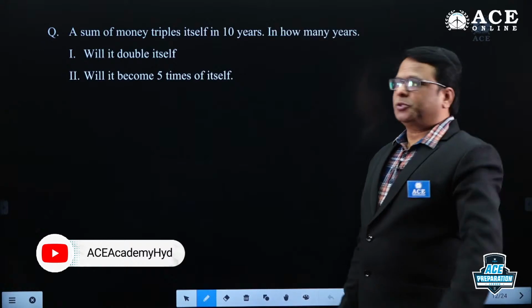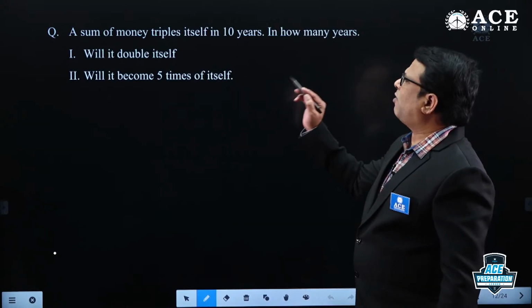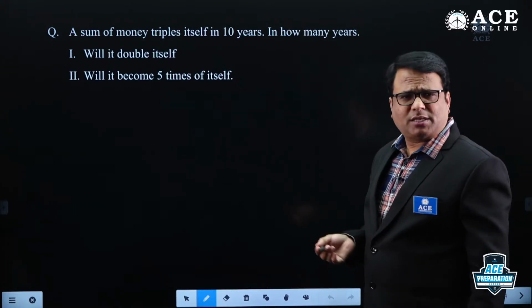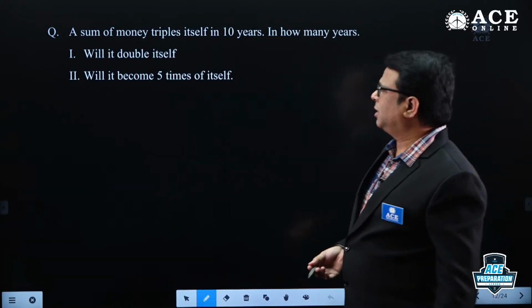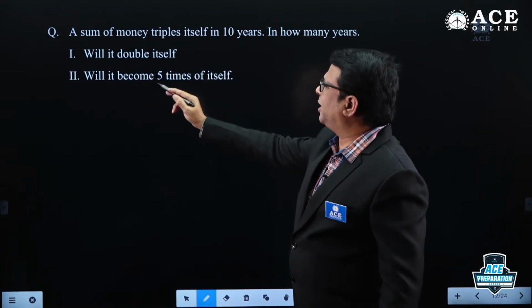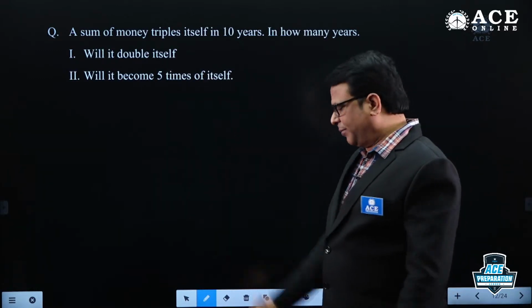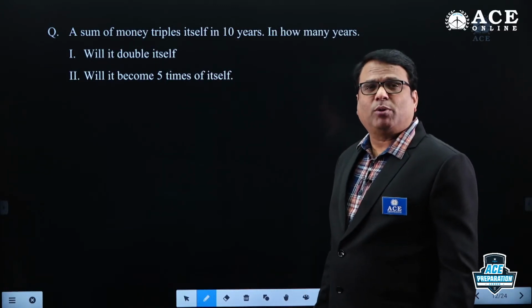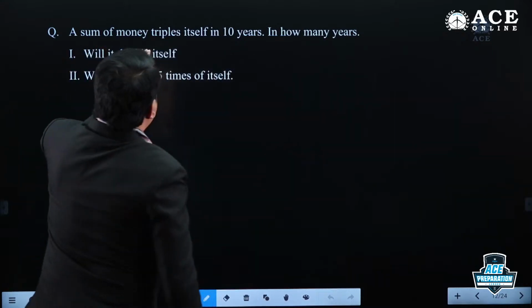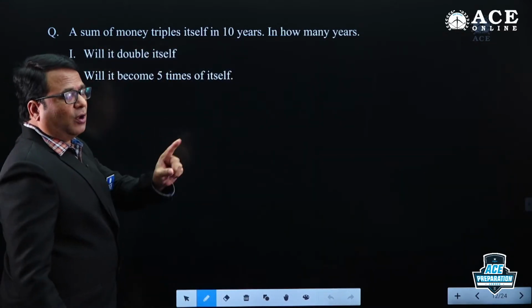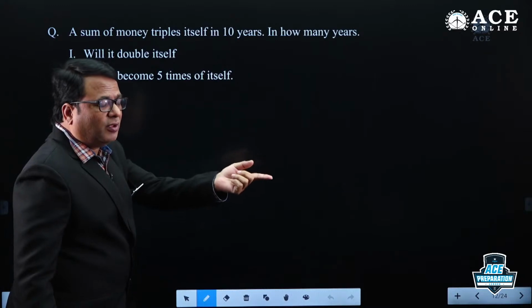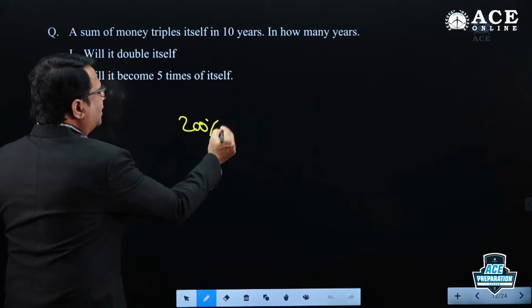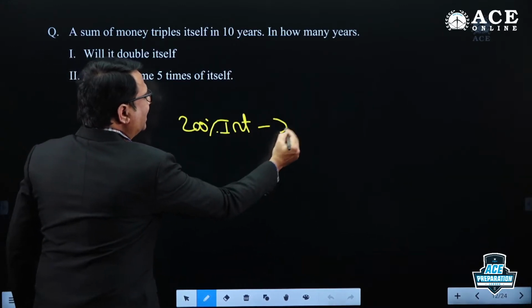Next one, a similar question. A sum of money triples itself in 10 years. In how many years will it double itself? That is the first part of the question. And second part of the question, in how many years will it become 5 times of itself? First let us answer the first part. A sum of money triples itself in 10 years. Now, when a sum triples itself, interest is 200%. So, 200% interest I get in 10 years.